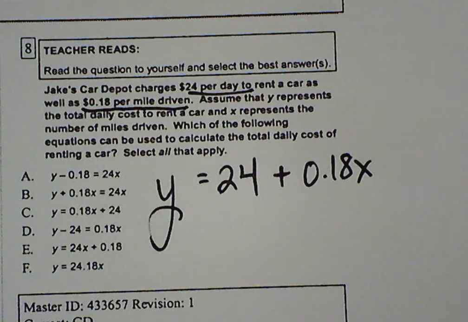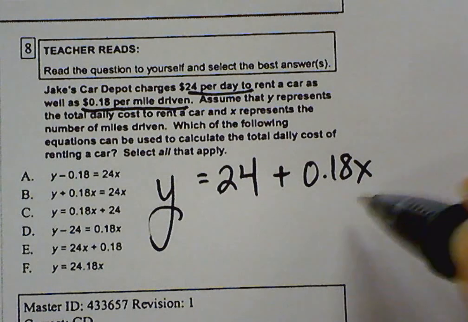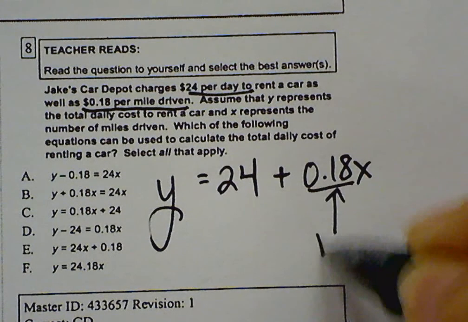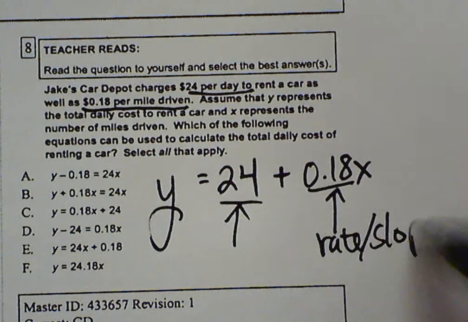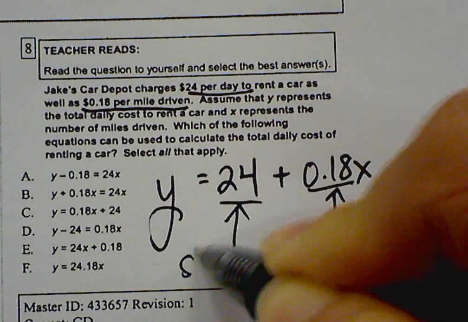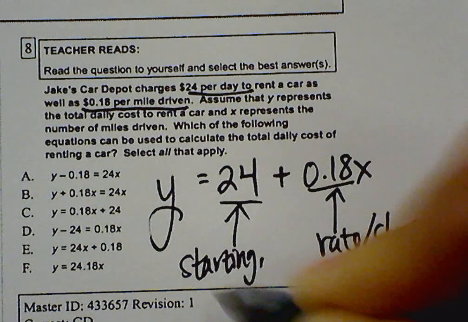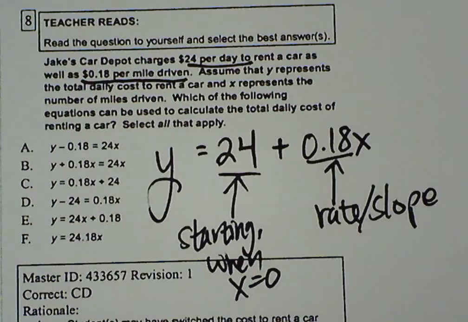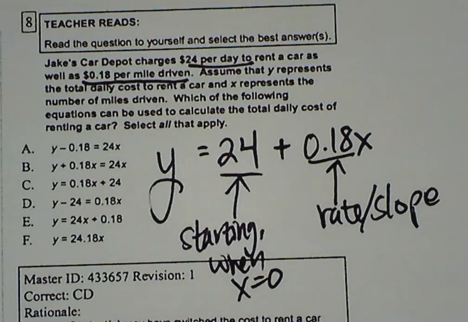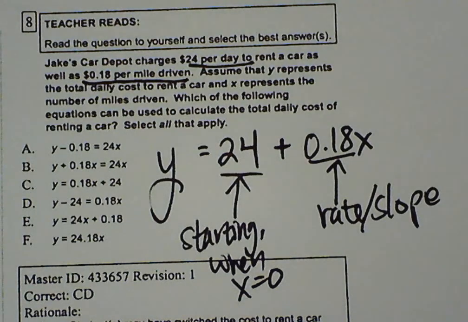Which one's the slope here? This is the rate or slope. What is this? The y-intercept, which represents the starting point when x equals 0, right? So when x equals 0, when I've driven 0 miles, I still have to pay $24, if I'm going to rent the car. Okay, so which one of these are the same as what I just wrote?